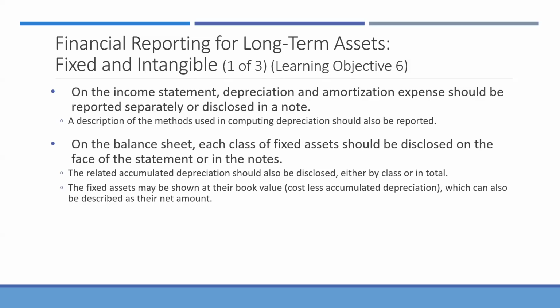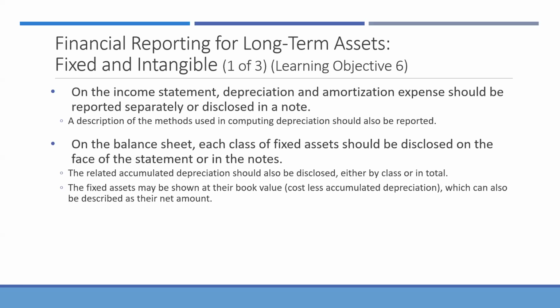On the income statement, amortization and depreciation should be reported separately or disclosed in a note, assuming that it's material. And on the balance sheet, each class of fixed assets should be disclosed either on the face of the financial statement, so like on the balance sheet itself, or in the notes to the financial statements.